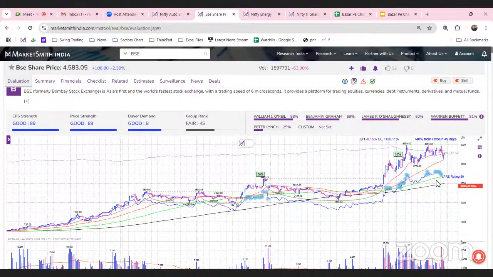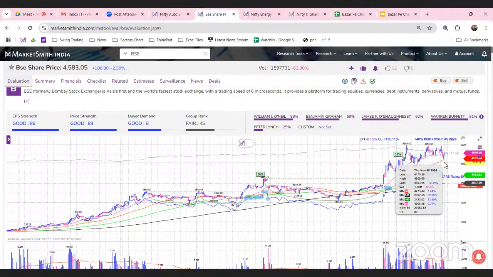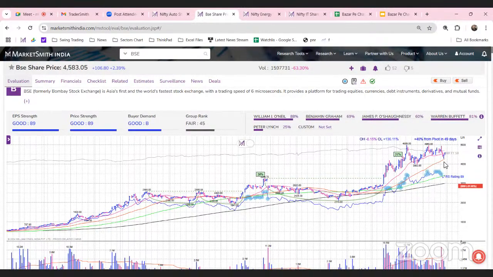Yes, right. BSE. BSE is trading with positive bias only, and the stock has done well after the breakout. From the breakout level it has gained around 40%. There has been some fluctuation and volatility, but it was holding well above its 50 DMA, this red line, and it is still trading above all its key moving averages. So overall sentiment is positive. If you are holding the stock, you can remain invested.